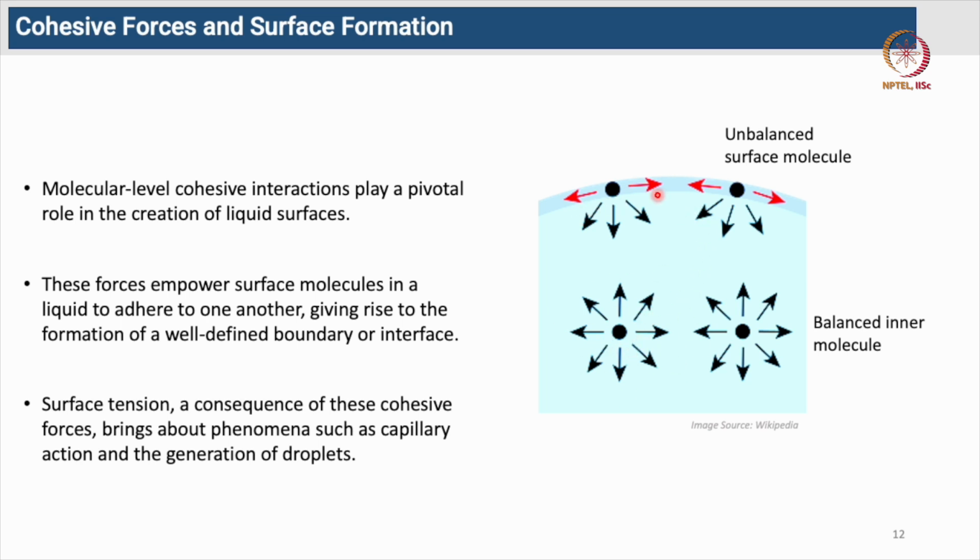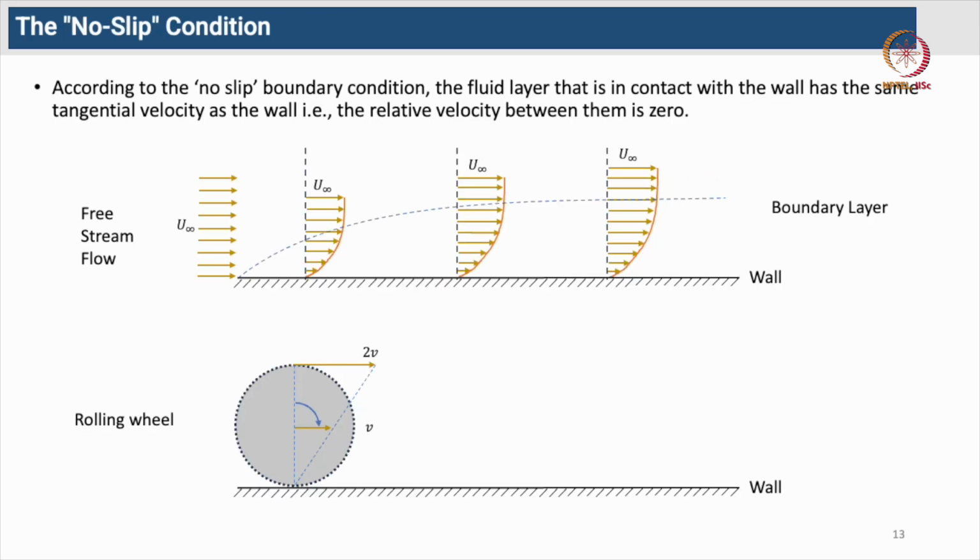However, the molecules at the surface have an unbalanced component of the forces. So this leads to surface tension. It is a consequence of these cohesive forces, which brings about phenomena like generation of droplets and capillary action. So these forces empower the surface molecules of a liquid to adhere to one another, giving rise to the formation of this well-defined boundary or interface that you see over here.